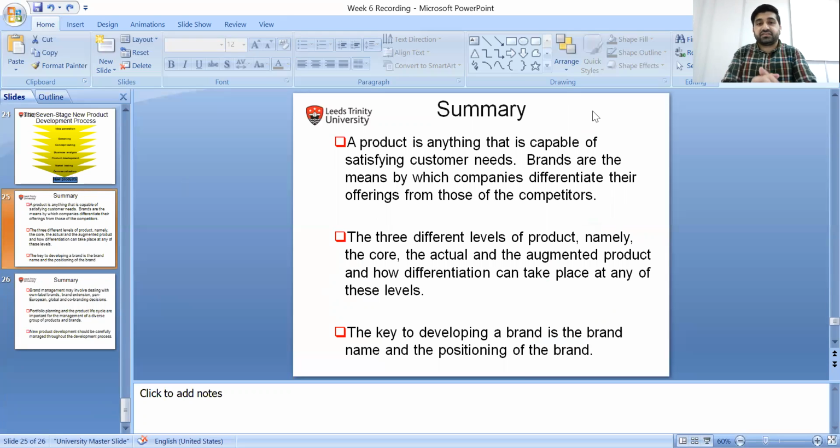So the summary of this chapter is what we discussed today. A product is anything that is capable of satisfying customers' needs. Brands are the means by which companies differentiate their offering from those of the competitors. The 3 different levels of products, namely the core, the actual, and the augmented product, and how differentiation can take place at one of these levels. We also talk about the key development. Developing a brand is a brand name and the positioning of the brand.